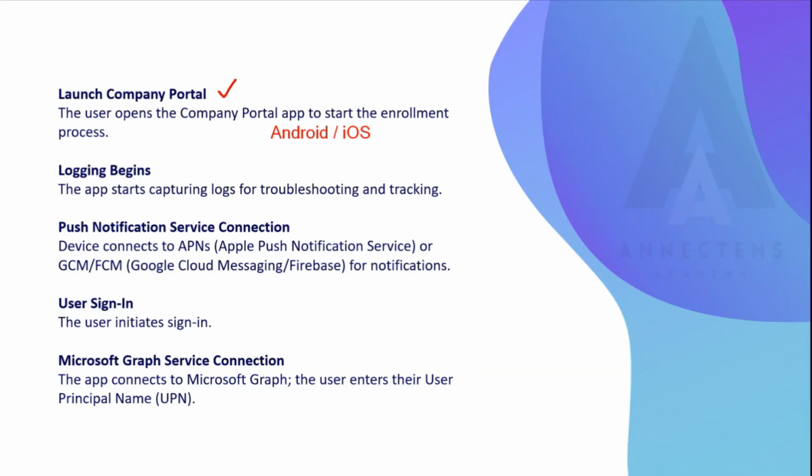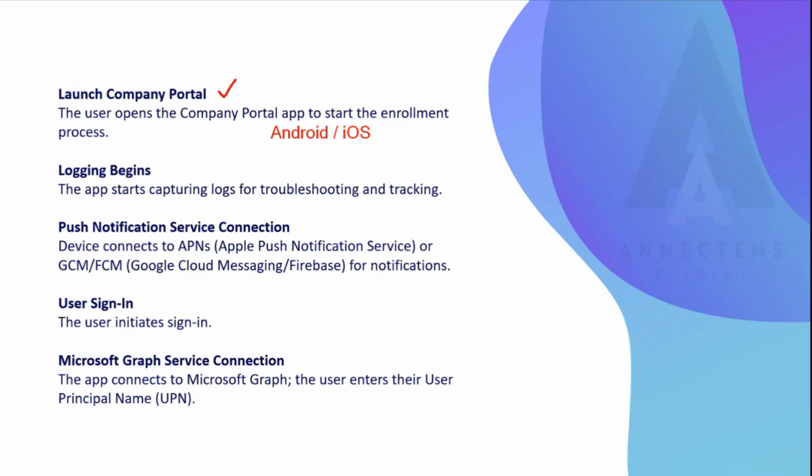Then what is happening next? So next, this login begins. This is where the app starts capturing the logs for troubleshooting and tracking. So this is how every step is now being captured. Once the initial Company Portal steps start running, it will start downloading the logs, which user downloaded this and what is the timestamp, everything is now captured.